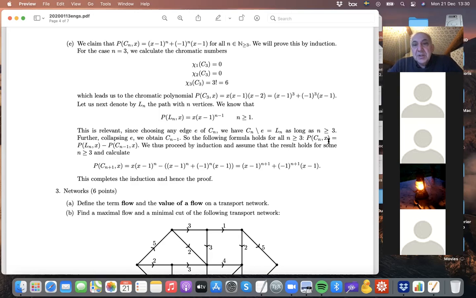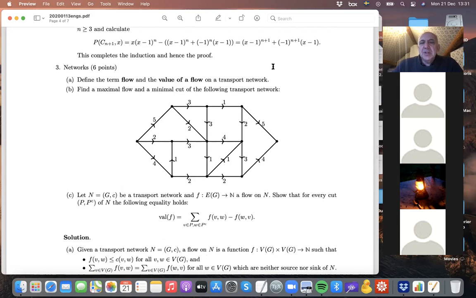So this gives us the following simple recurrence: the chromatic polynomial of Cn equals the chromatic polynomial of this path of length n, for which we have a formula, minus the chromatic polynomial of the previous graph. And apparently, if we work out the induction, it will give us this answer. This is a little bit tricky exercise, but it's still definitely not impossible to work out.